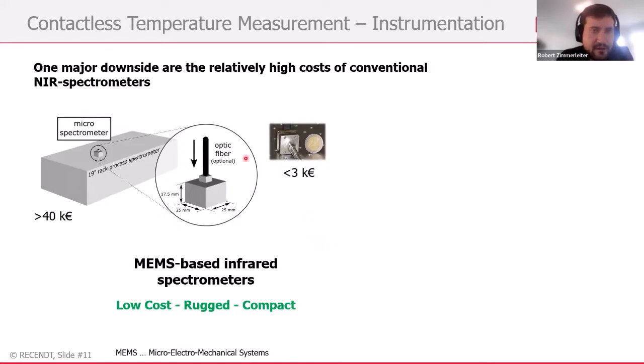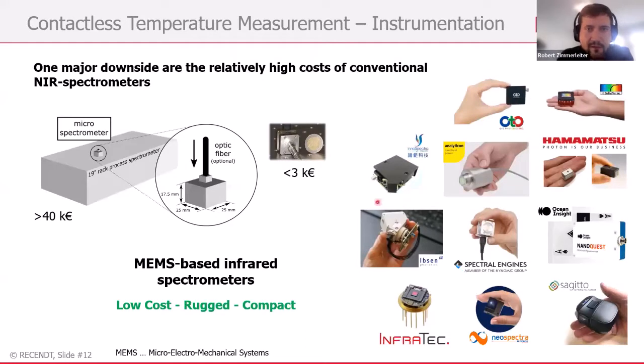And this is a very new technology. RECENT was amongst the first worldwide and the first in Austria to use this technology sometime in the last decade. But since then, a lot has been done in this field, and nowadays there are many options of different MEMS-based spectrometers from many different manufacturers on the market. A lot of times they are used for chemical monitoring or process analytical technology applications, also consumer applications, but some of these devices are also suited for contactless temperature measurement, which I want to show you today.